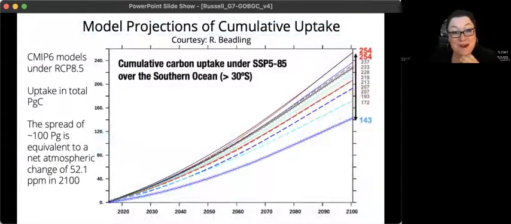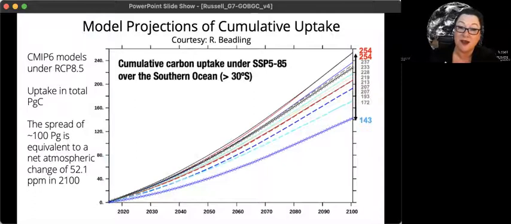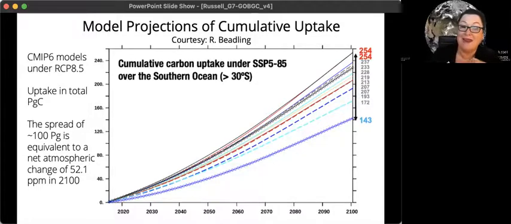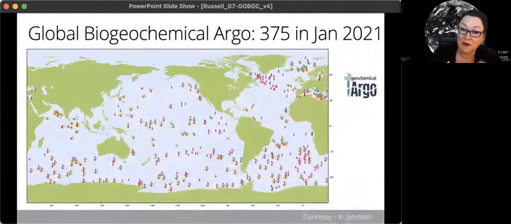And there's a reason that we're worried about that. It's because there is a huge mishmash in our predictions of how much carbon the ocean is going to take up over the next 80 years. It's a little scary. This is the equivalent of about 100 petagrams of carbon, and it is equal to about a net atmospheric change of about 52 parts per million. It's a huge difference.